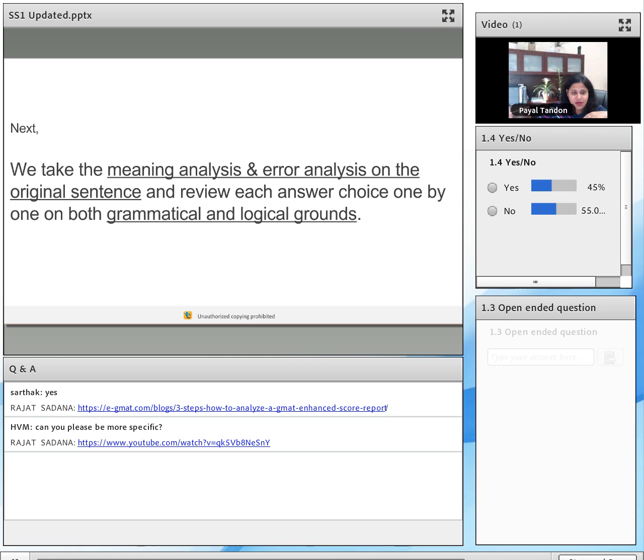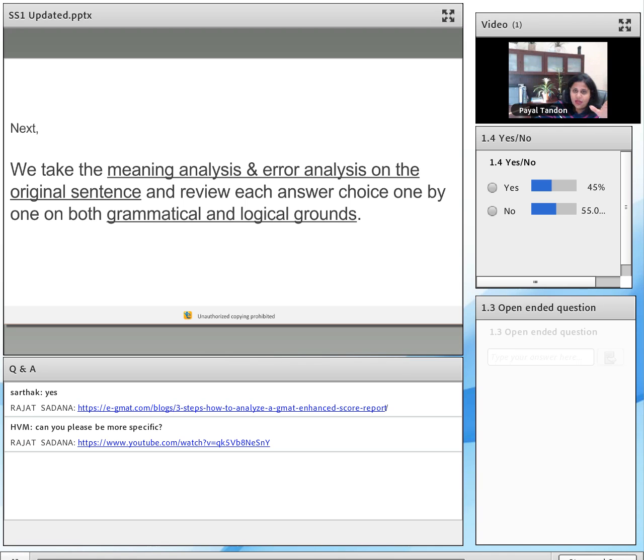Till this point, I haven't looked at any of the answer choices. Now you take this analysis with you and review each and every answer choice and reject each incorrect answer choice on solid grounds, either grammatical or logical or both. In the test environment, find one solid error, reject the answer choice and move on.